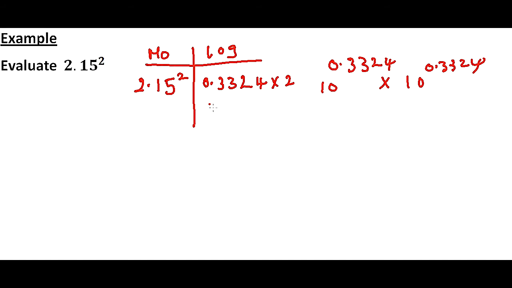So we get the logarithm: 2 times 4 is 8, 2 times 2 is 4, 3 times 2 is 6, 3 times 2 is 6, and then 0 times 2 is 0. So our logarithm is 0.6648. We get the anti-logarithm of this, and from the tables we get 4.622. So the answer to this, that is 2.15 squared, is 4.622.